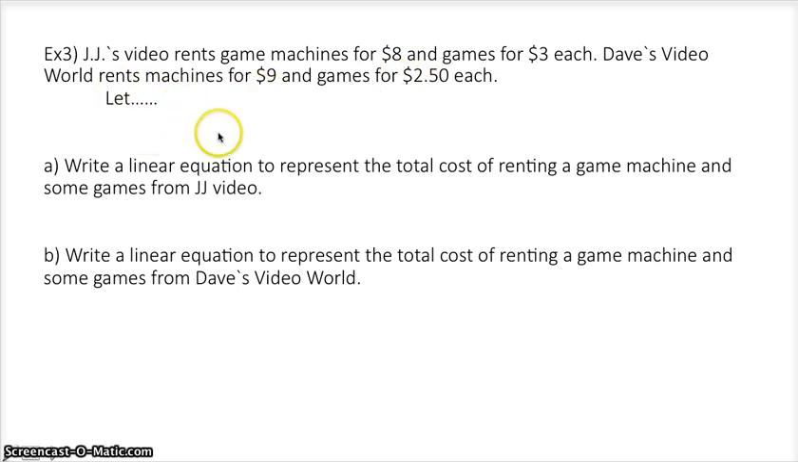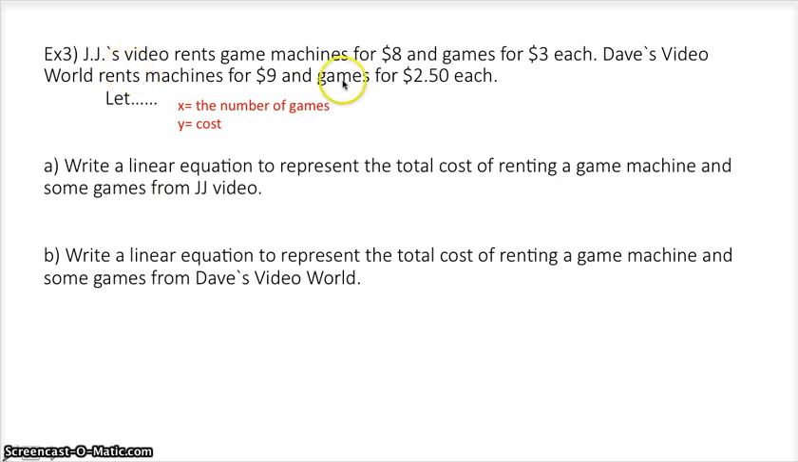So we're going to include our let statement. We can look at this and say, okay, well, we've got a variable of $3 each, and how much we pay is our other variable, our dependent variable. So we can see that x is going to be the number of games and y is going to be the cost. So part A, write a linear equation to represent the total cost. This is telling us that's going to be our dependent variable of renting a game machine and some games. So we don't know how many games. That's again why we've used x as the number of games.